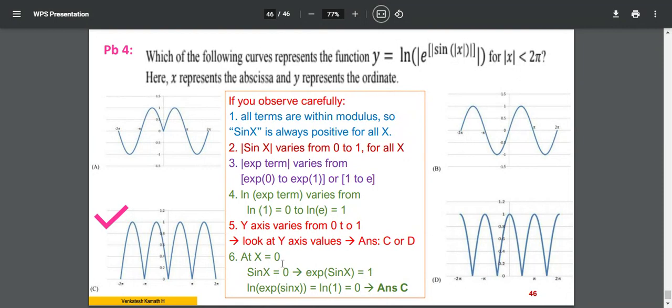So what do I do? At x is equal to 0, sin x is 0, exponential of sin x is 1. So ln of 1 is 0, which is this one. Ln of 1 is 0. I'll answer this. Okay, this is my answer.